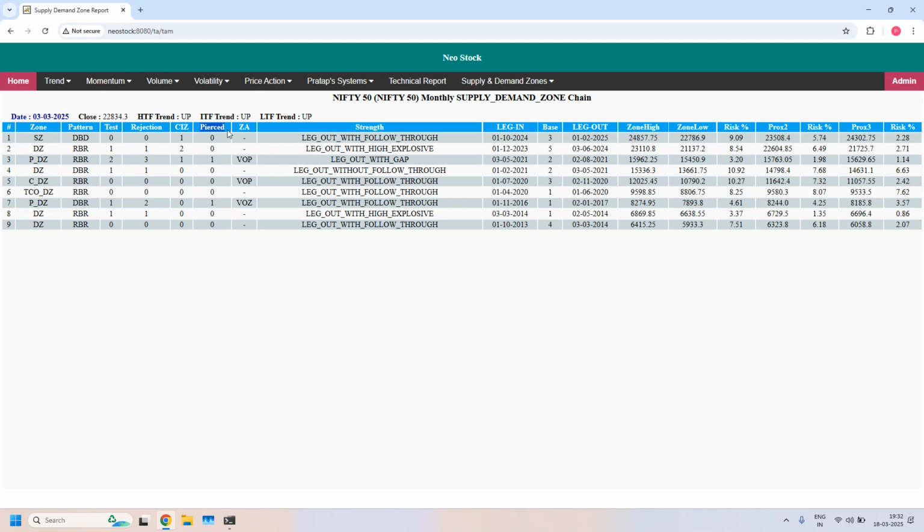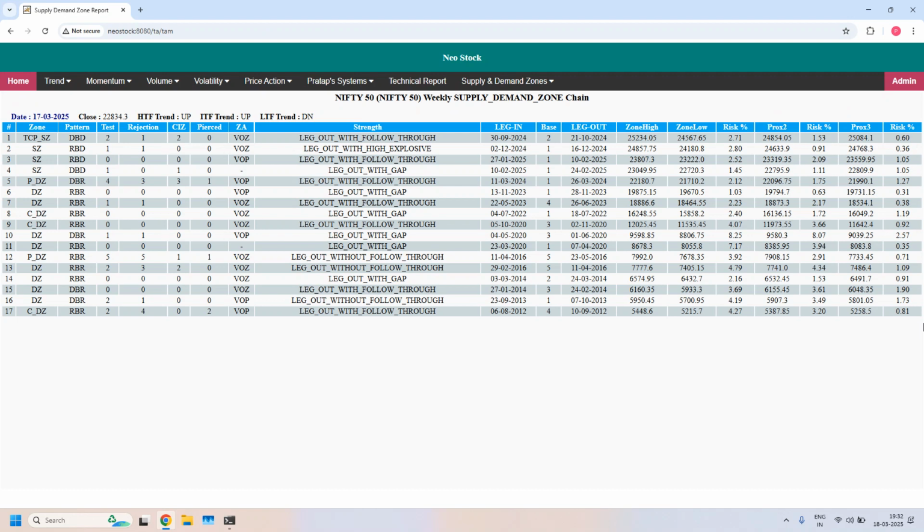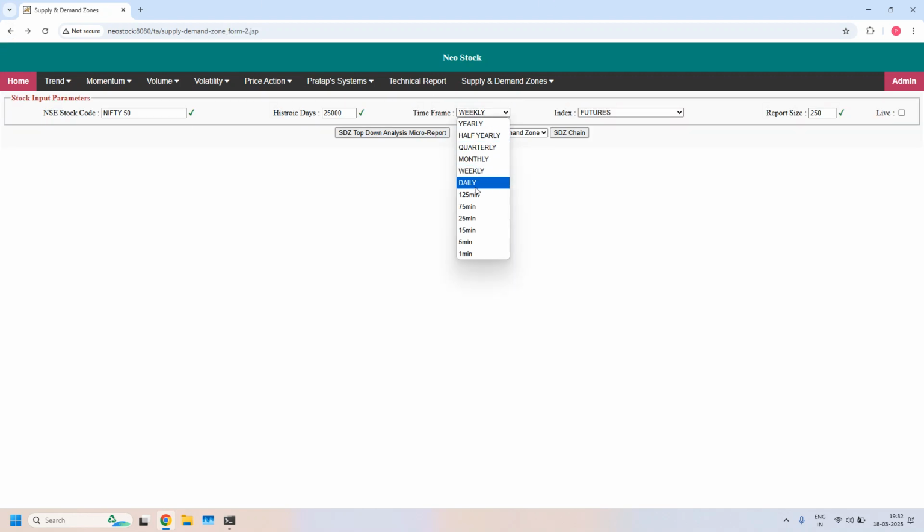And look into the pierced column to find the pierced zones. And always look into the LTF trend to find the trend of the current time frame you have selected. So please apply the same rules for the remaining supply demand zone chain reports. Okay, next, weekly supply demand zone chain for Nifty. Next, daily supply demand zone chain for Nifty.